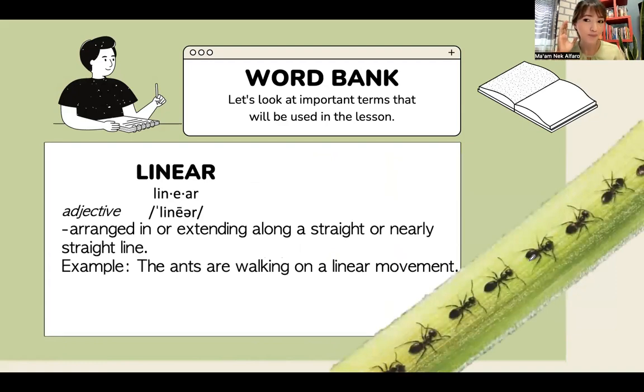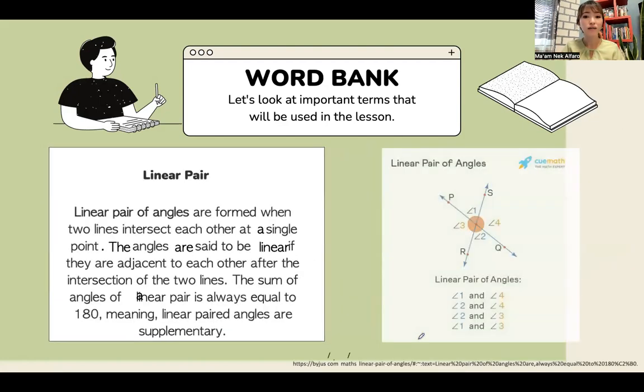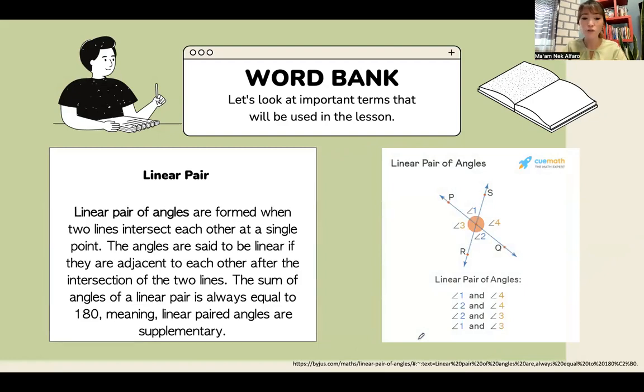Will you please repeat? Correct, linear. It is an adjective, meaning it is arranged in or extending along a straight or nearly straight line. For example, you look at these ants. The ants are walking on a linear movement, meaning in a line, all right? Now, linear pair. In mathematics, you will have linear pair. Linear pair of angles are formed when two lines intersect each other at a single point.